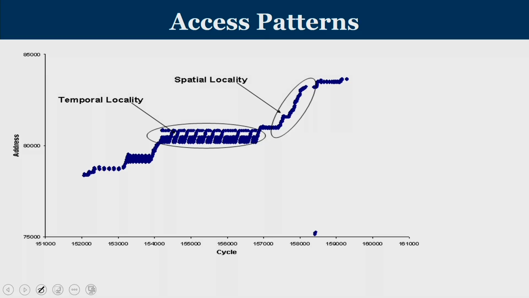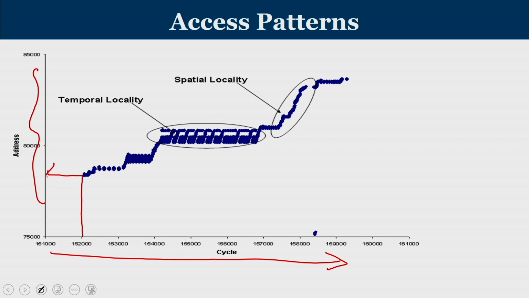Look at this graph. On the x-axis we have the clock cycles and on the y-axis we have the address locations. Let us say my program is relatively spread across addresses 75,000 to 85,000. These are the locations in the main memory that a particular program is currently accessing. As time progresses along the x-axis, at this particular time the address is somewhere around 78,000. That is the address where the program is currently working.